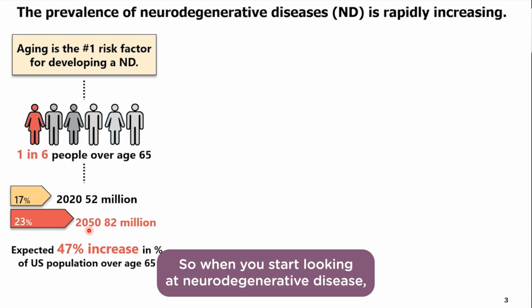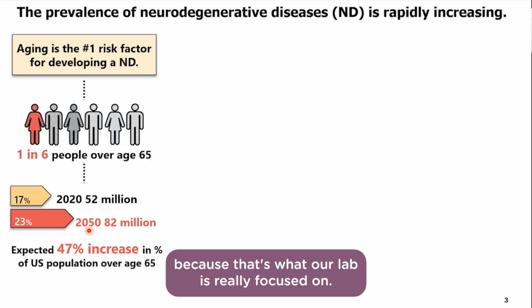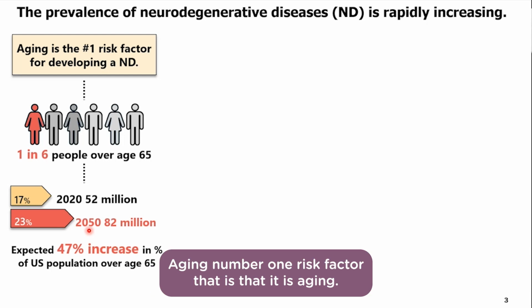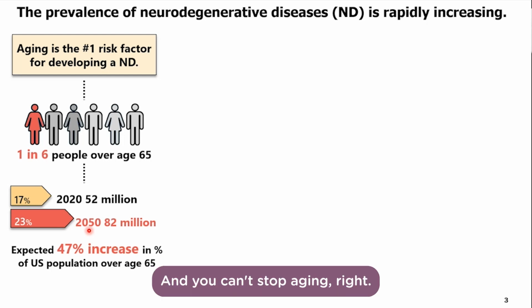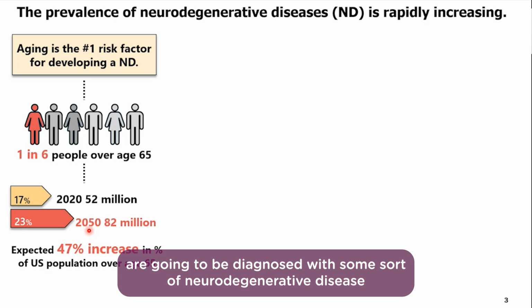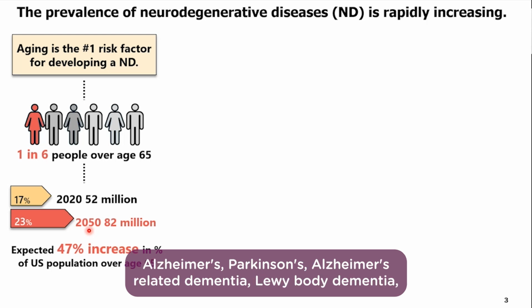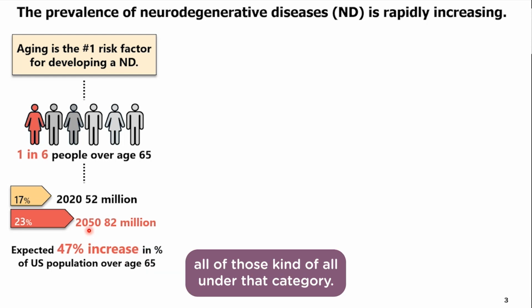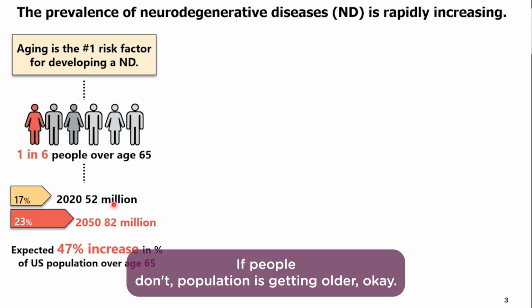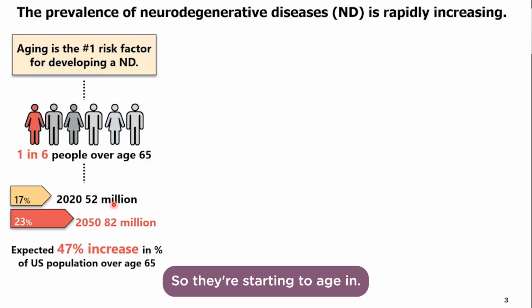When you start looking at neurodegenerative disease, because that's what our lab is really focused on, the incidence of this is increasing. Aging is the number one risk factor, and you can't stop aging. One in 6 people over the age of 65 are going to be diagnosed with some sort of neurodegenerative disease: Alzheimer's, Parkinson's, Alzheimer's related dementia, Lewy body dementias, all of those fall under that category. The number right now, 2020, is 52 million people in the United States. The baby boomer population is getting older, so they're starting to age.